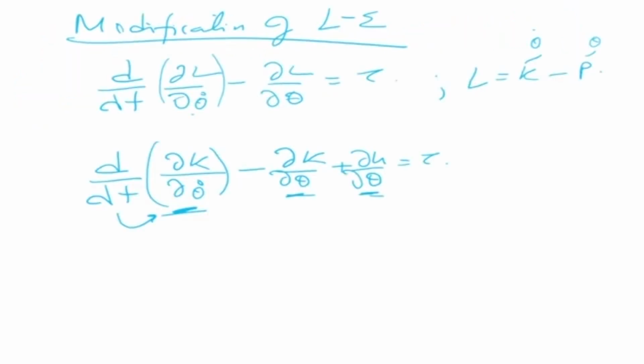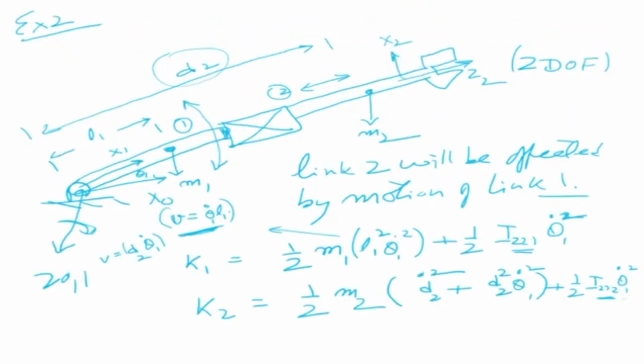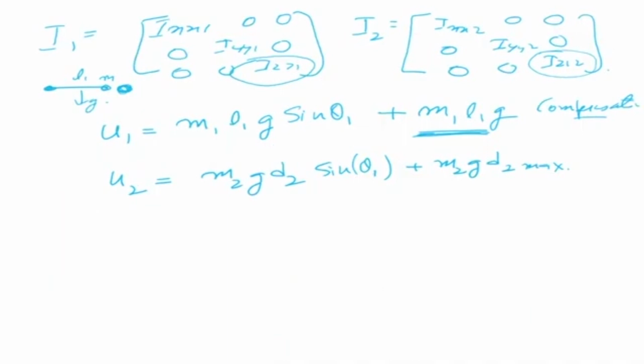If you go back again, you get K1 plus K2. So K is equal to K1 plus K2, and this contains theta 1 dot and d2 dot. So first we differentiate with respect to theta 1 dot, then with respect to d2 dot. Similarly for potential energy also. So U is equal to U1 plus U2, and first we differentiate with respect to theta 1, then with respect to d2. So theta 1 is also there and d2 is also there.